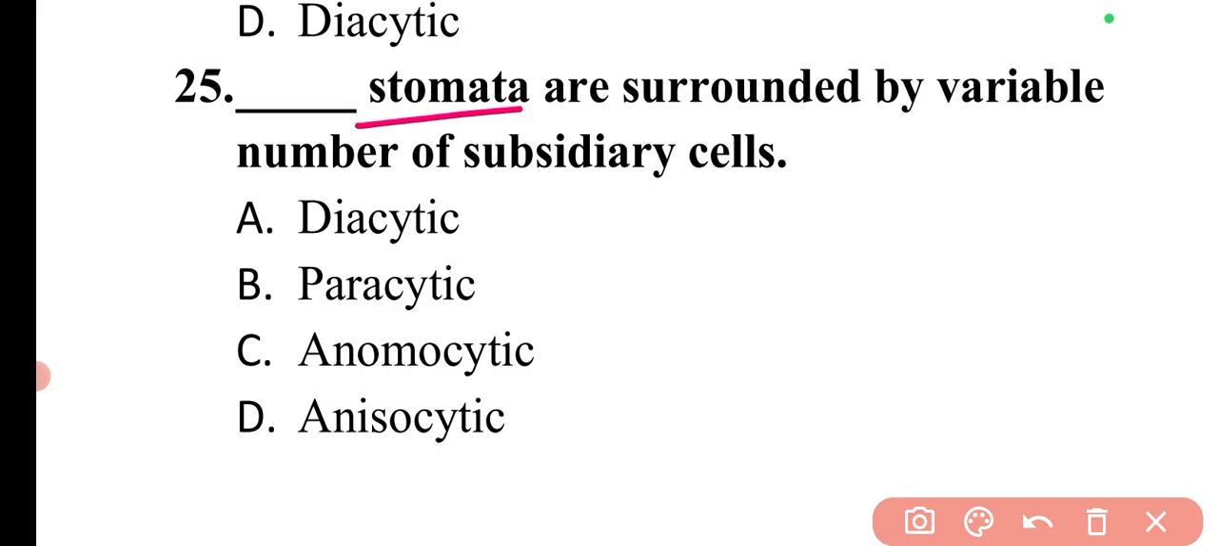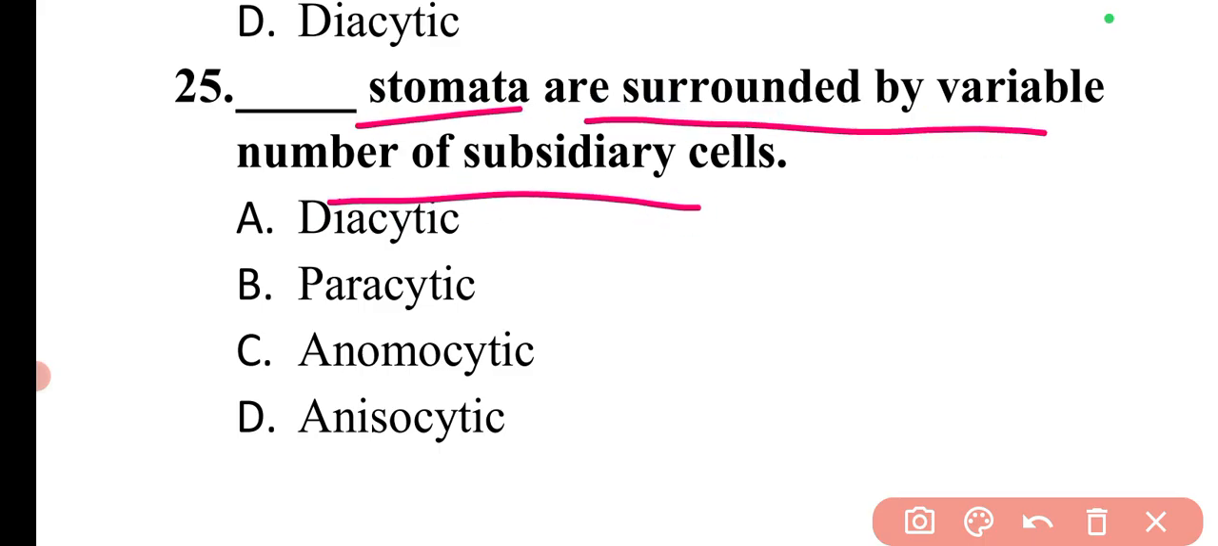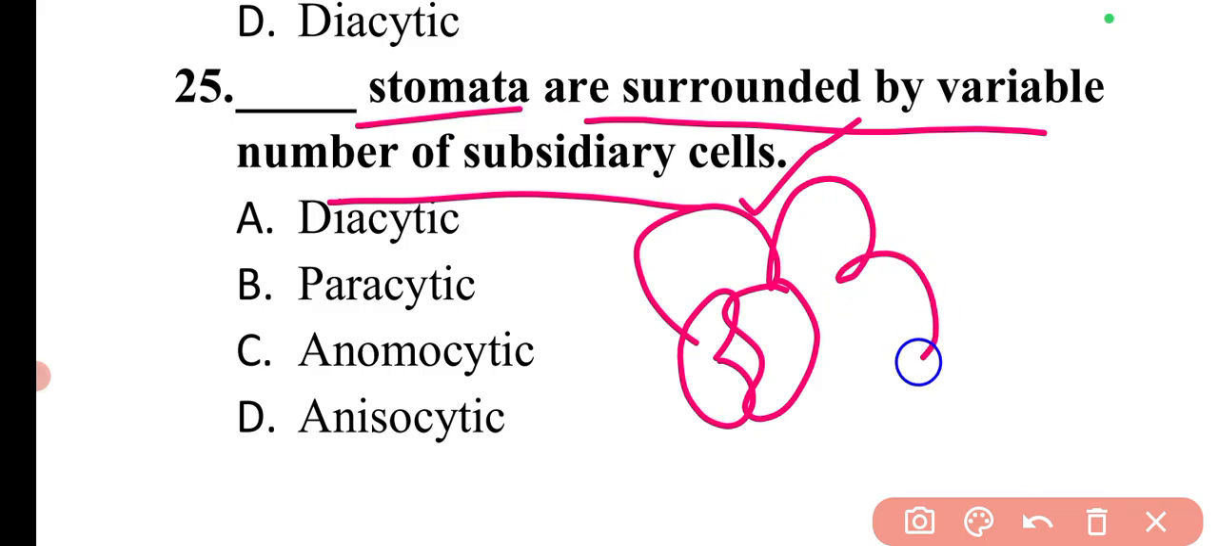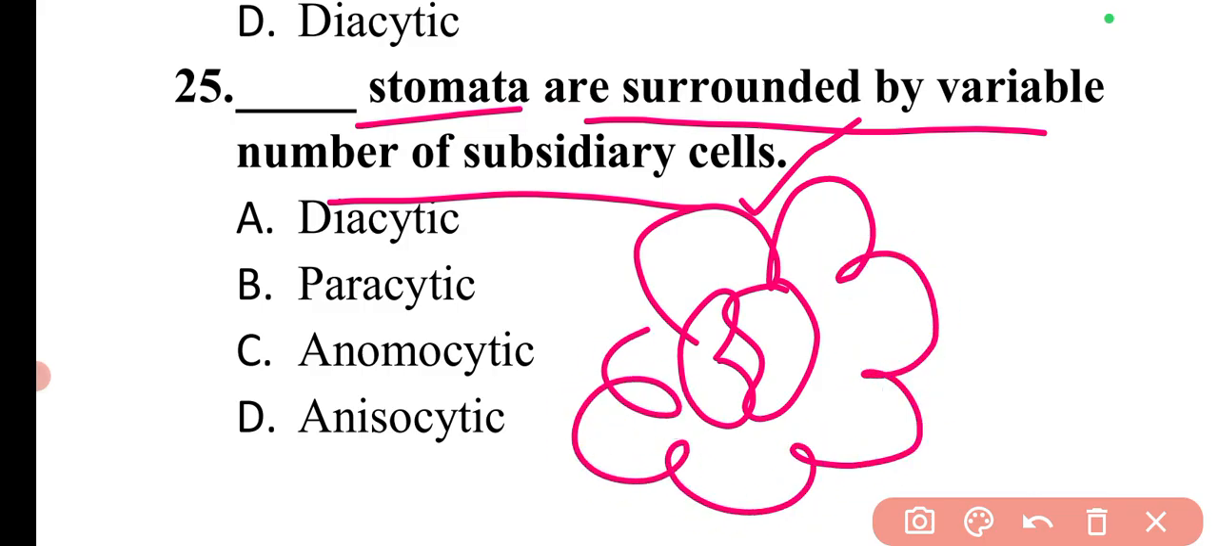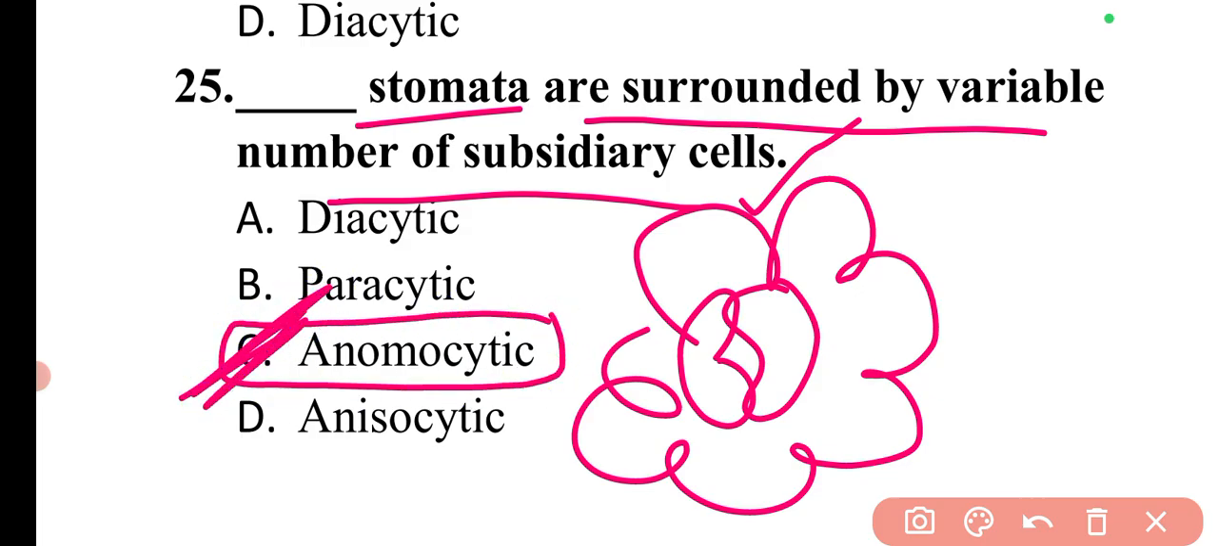Next question is, dash stomata are surrounded by a variable number of subsidiary cells. So basically we have two guard cells, and there can be a variable, multiple number of subsidiary cells. So these type of stomata are known as anomocytic stomata. So here option C will be the correct answer.